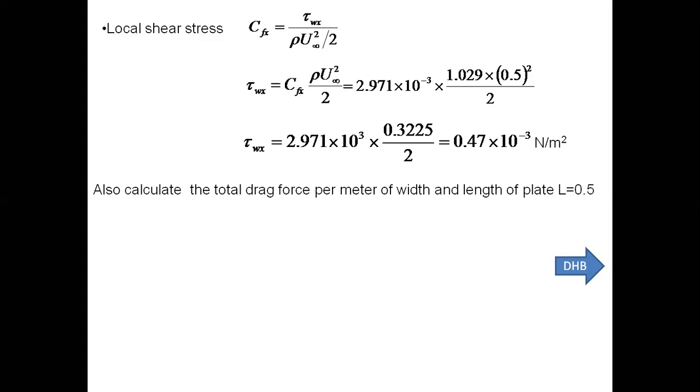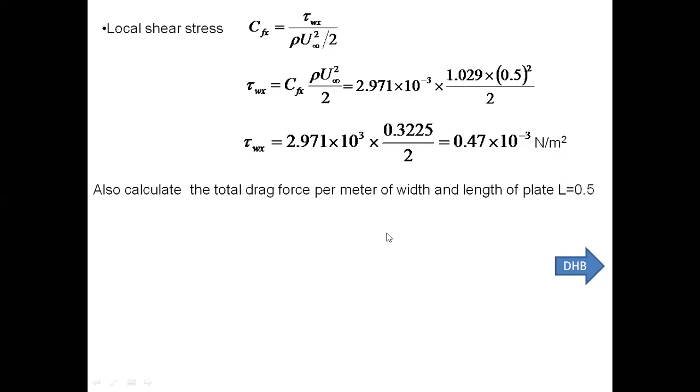Let's see. Suppose for the same problem, sometimes you are asked to find out the total drag force per meter, because from knowing the shear stress, I can determine the drag force. To determine the drag force, I need area. Length is given, but width is not given. I consider unit width, per meter width of the plate. If I want to determine the shear force, how to determine that? For that, I need to find out the shear stress. Remember, for determining the drag force on the plate, we don't need the tau wx. Tau wx is the local shear stress. What I need is the total shear stress, that is, the average shear stress.